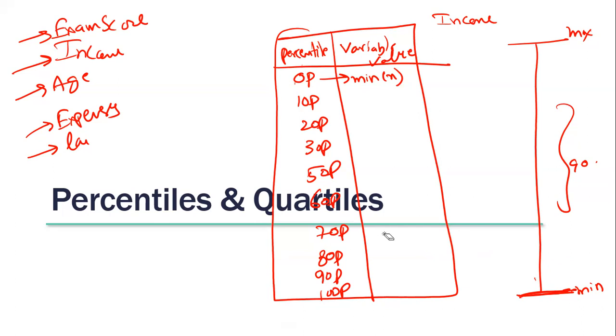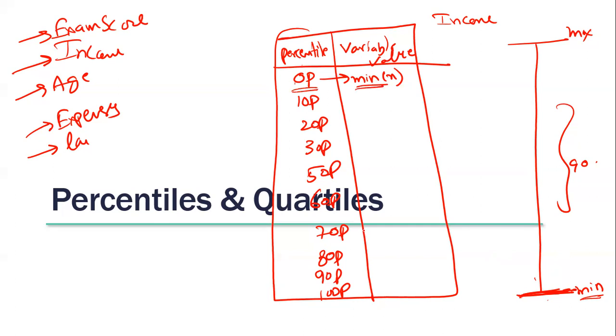What is that point? You take any data. What is that point where below it there is nothing? Can I say that is the minimum value? Below the minimum value, there will be nothing, right? There will be nobody whose income is less than the minimum. Yes or no? So 0 percentile means the minimum value, makes sense?